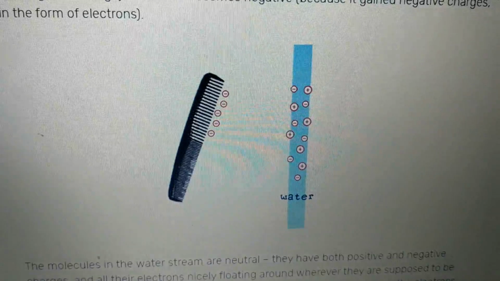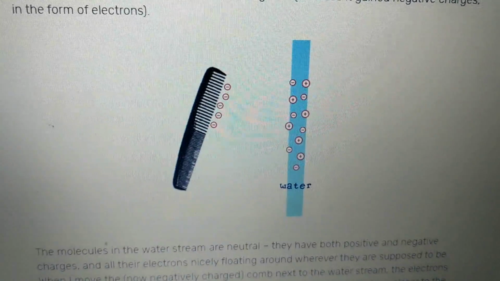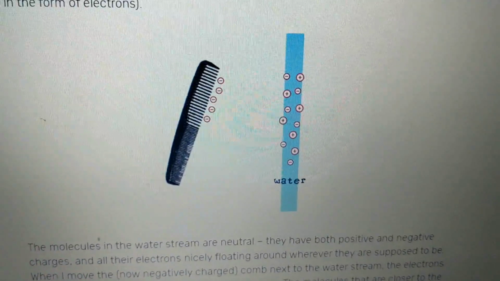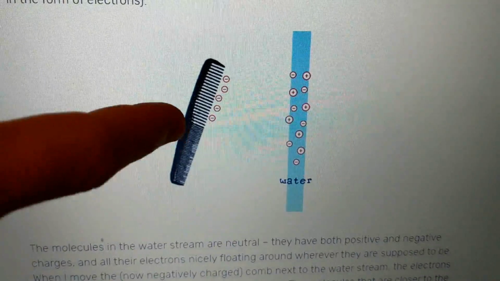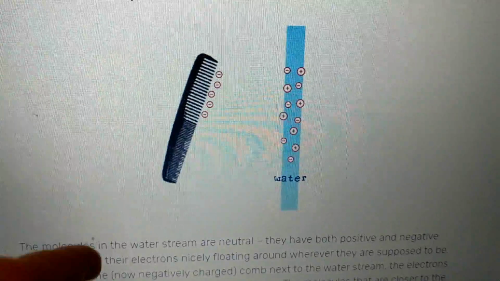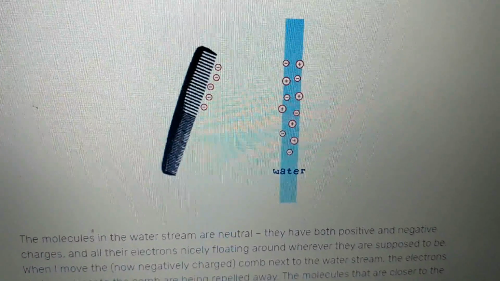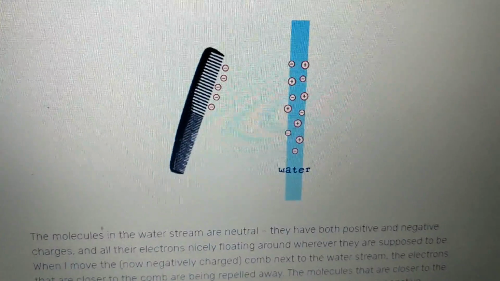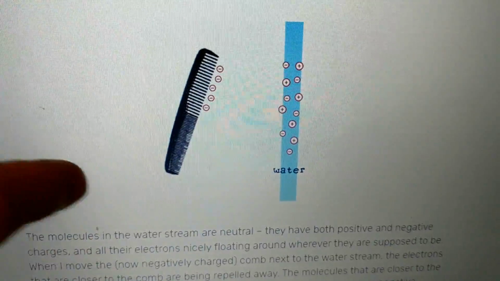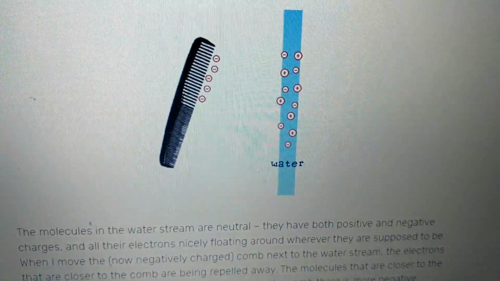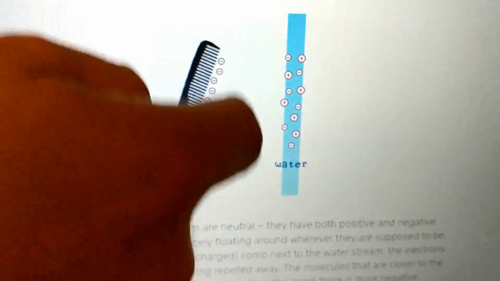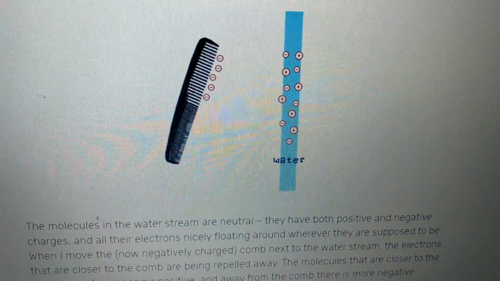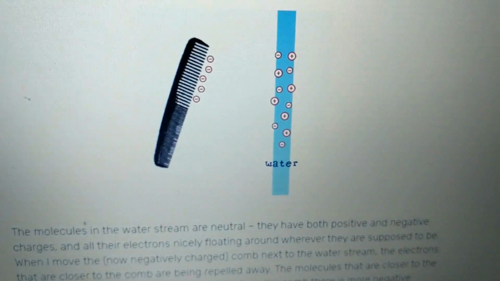Okay, here's a quick visual of what is going on with this experiment. On the left you have your comb or your balloon, whatever you have at home. When we either rub the comb through our hair or rub the balloon with our wool, that of course builds up our negatively charged particles on the surface. Now, a basic water stream is neutral in charge. So all of the molecules, all the negative and the positively charged particles, are just basically scattered throughout the water. Okay, so therefore it is neutral.